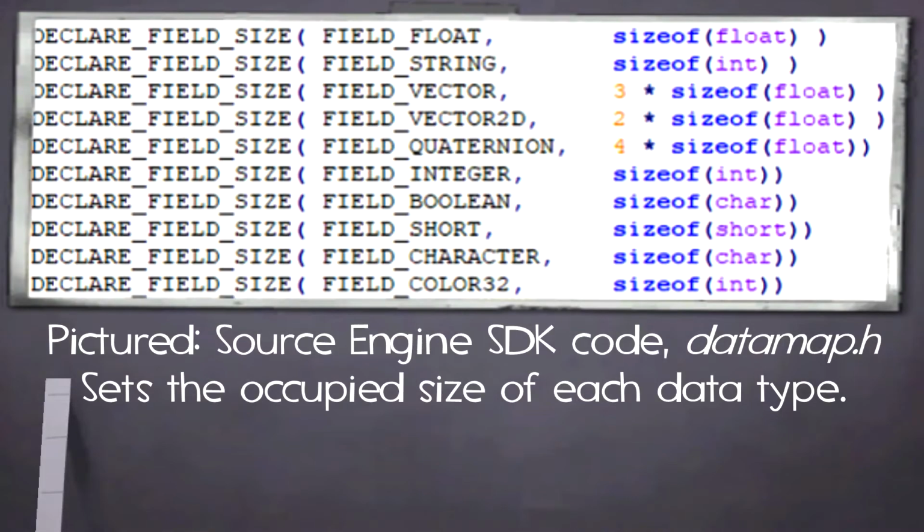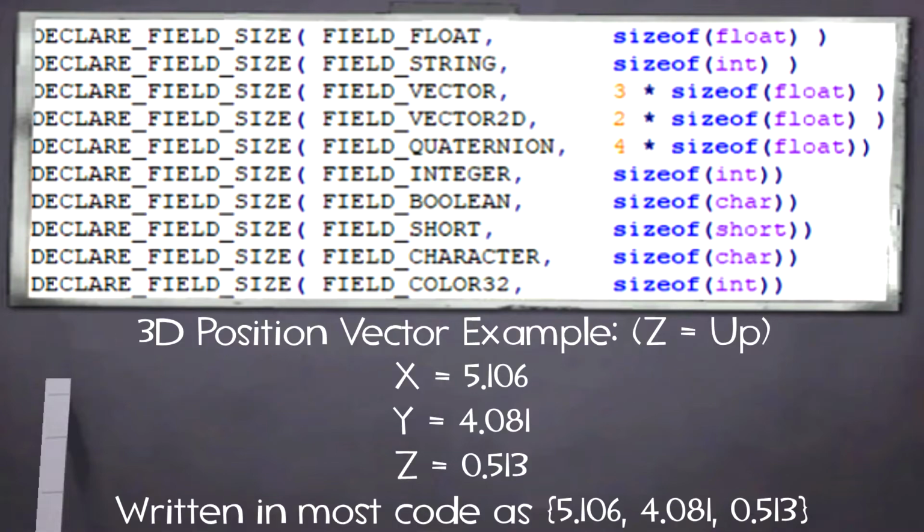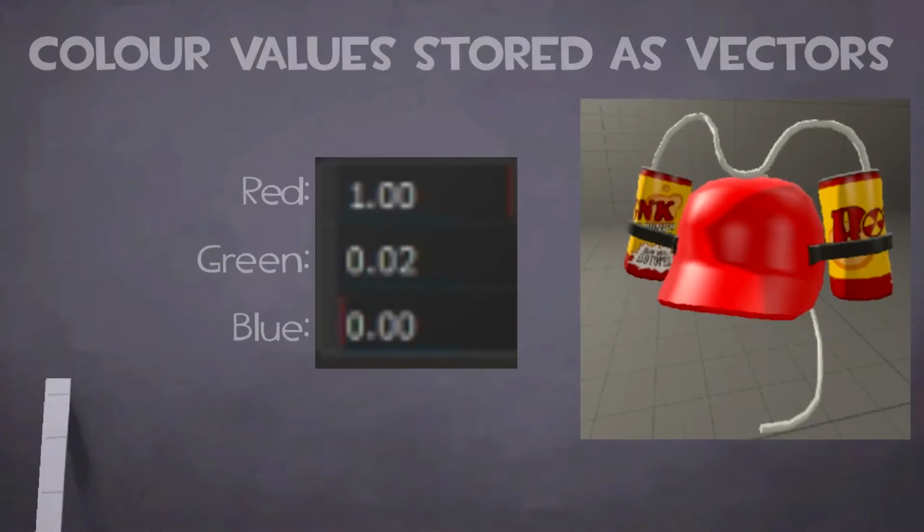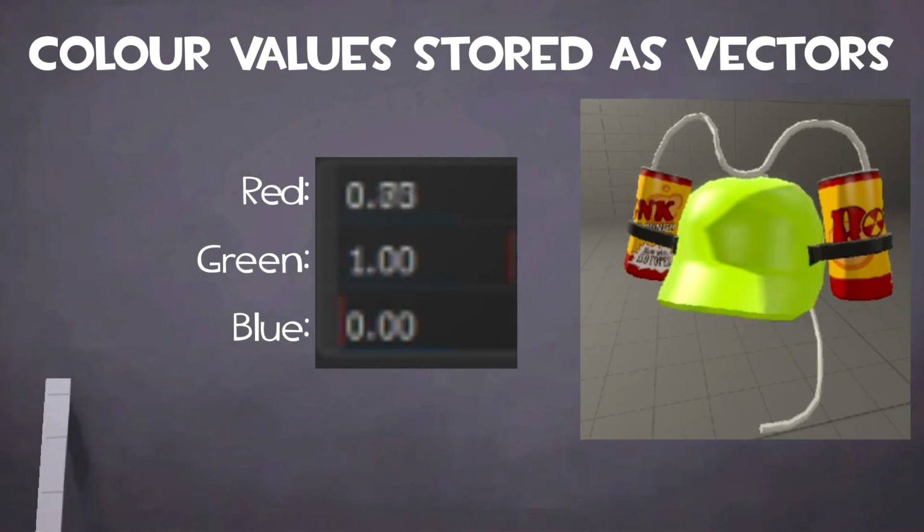Before finding out how to visit it, we need to talk about the limit itself. How can it even be that high? Well, that's due to the way the values are stored in the Source engine. Positions are stored in a 3D position vector, which is a set of 3 values stored together. Other examples of vectors in Team Fortress 2 include rotation and item colours.